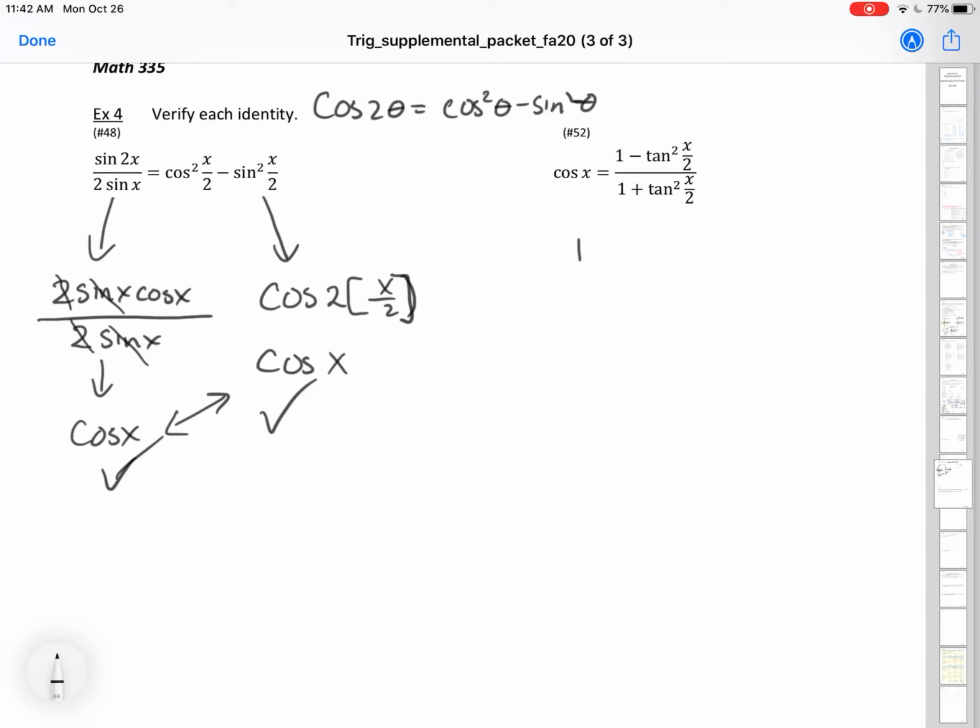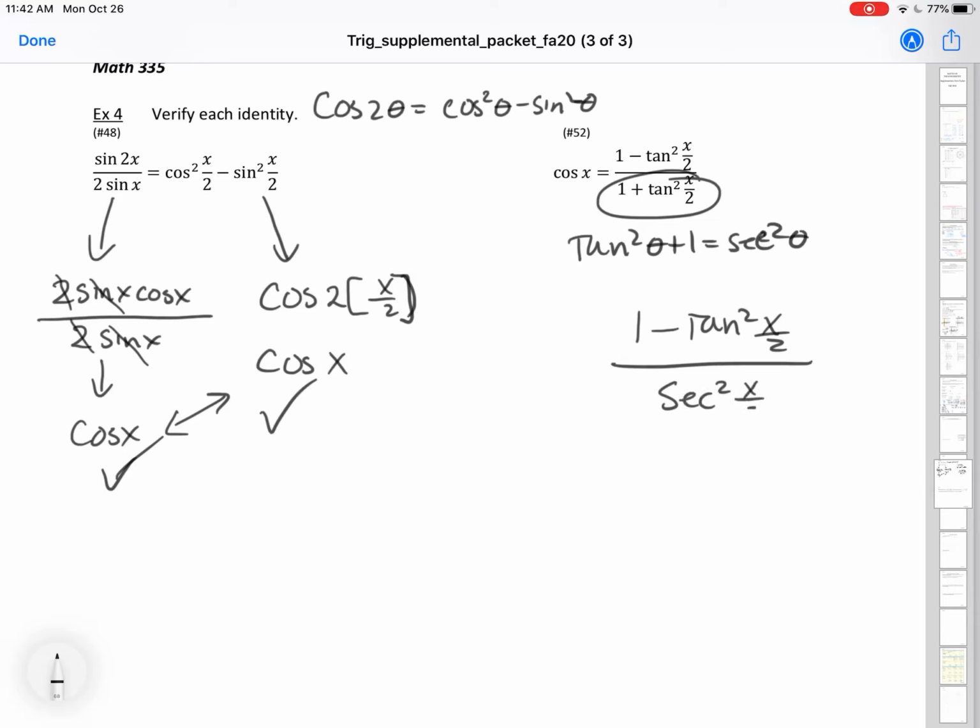hopefully you have the Pythagorean identities either memorized or able to come up with right away. The Pythagorean identity, they'll write it like this: tangent squared theta plus 1 is equal to secant squared theta. Well, we have that. We have 1 plus tangent squared. So working from that side, I'm going to leave this 1 minus tangent squared x over 2 and realize on the bottom I have secant squared of x over 2.